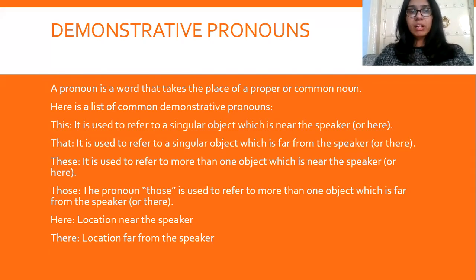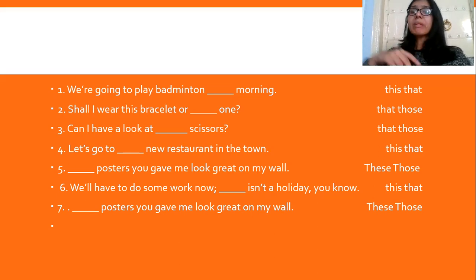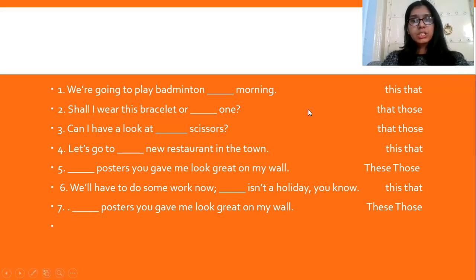Here is used for the location that is near the speaker. There is used for the location that is far from the speaker. For example, can you put the phone here? So it's near the speaker. Keep the utensils there. That refers to something far from the speaker. Okay, now we have some questions that we are going to fill up now.